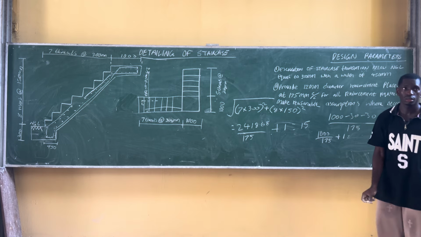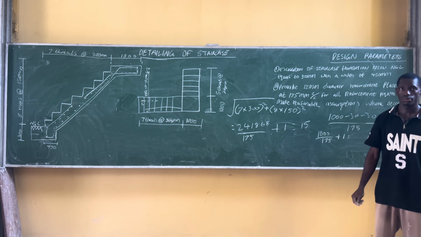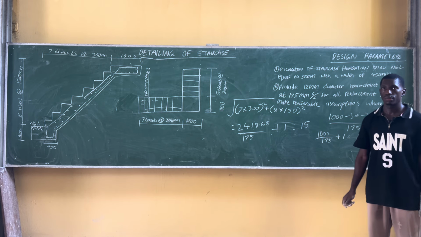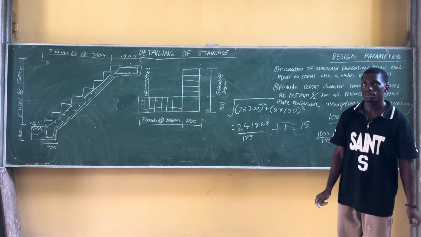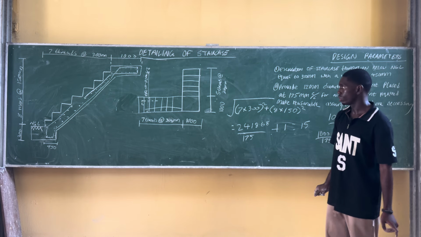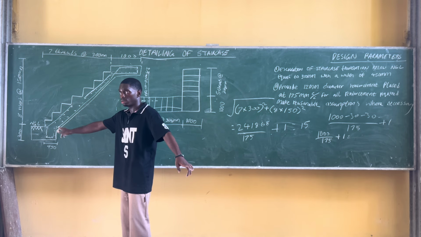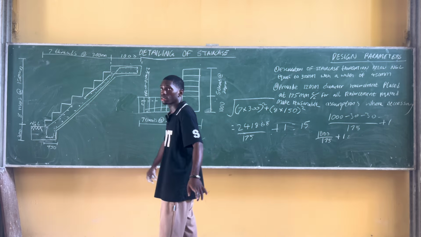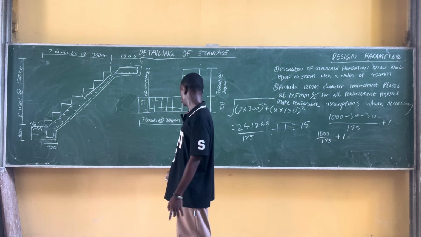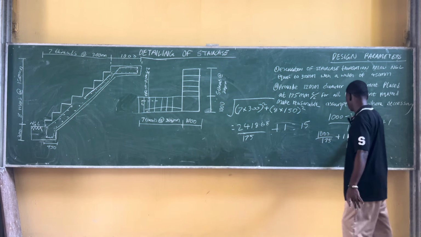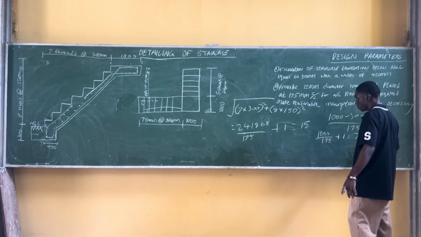So what are we getting? T1. I'm just showing you how we got it. We are just starting from here. Yeah? Which one? The 9. Okay, let me show you.